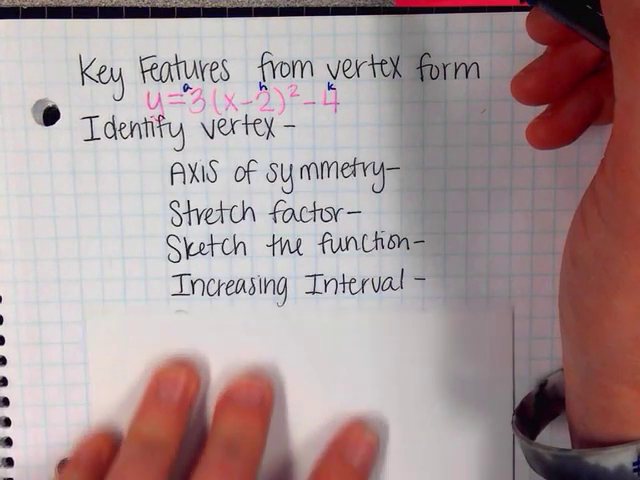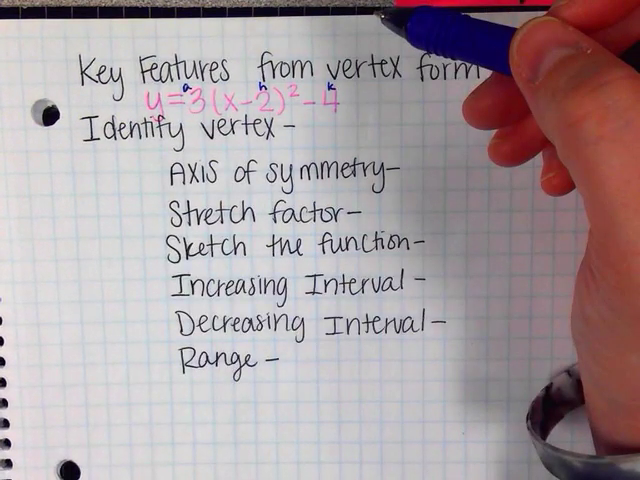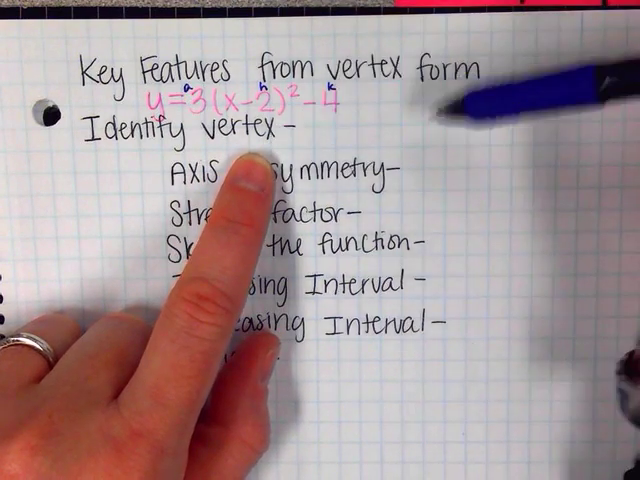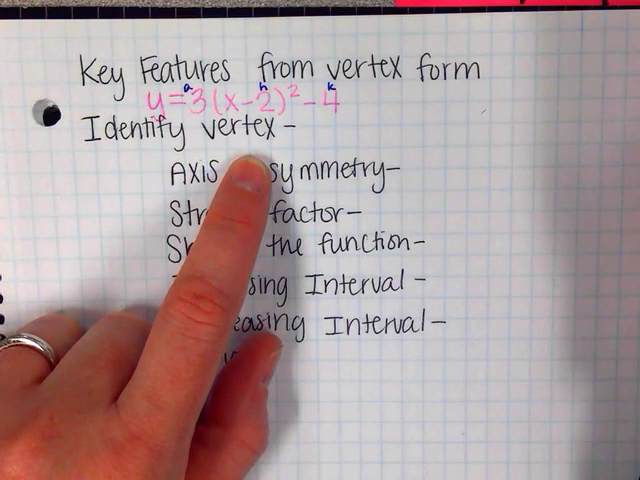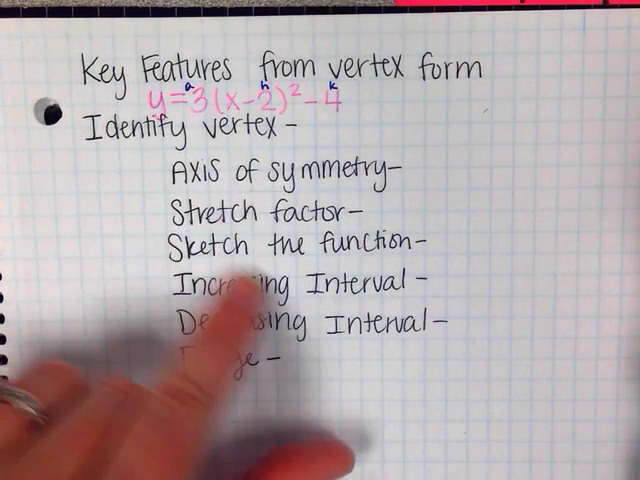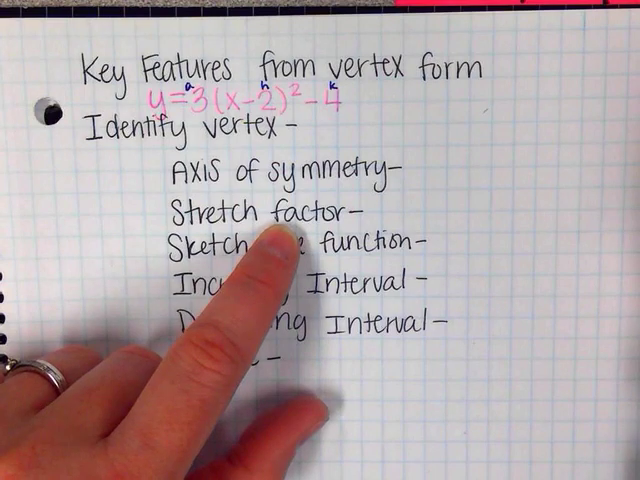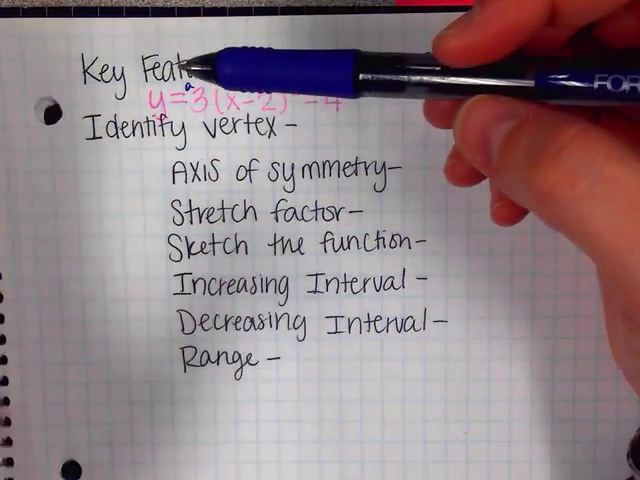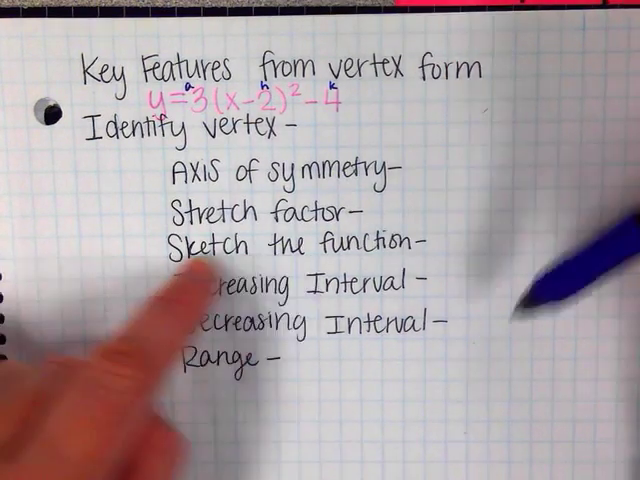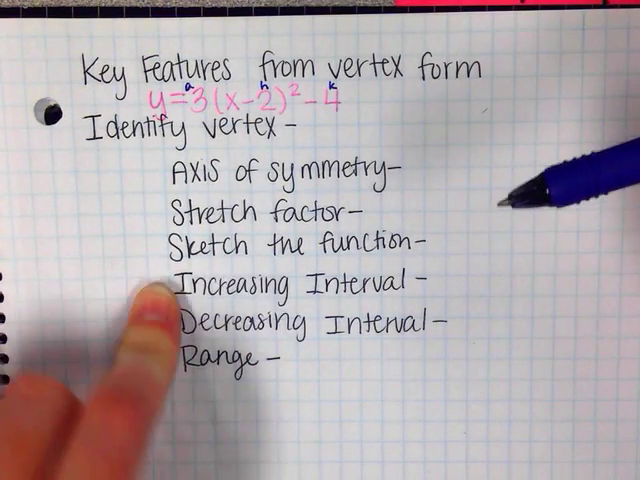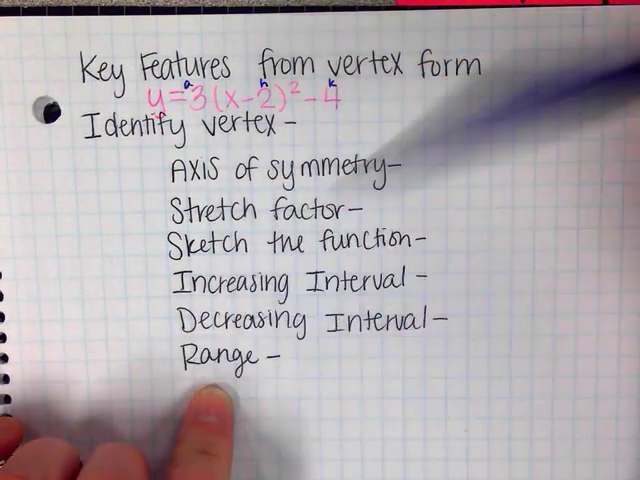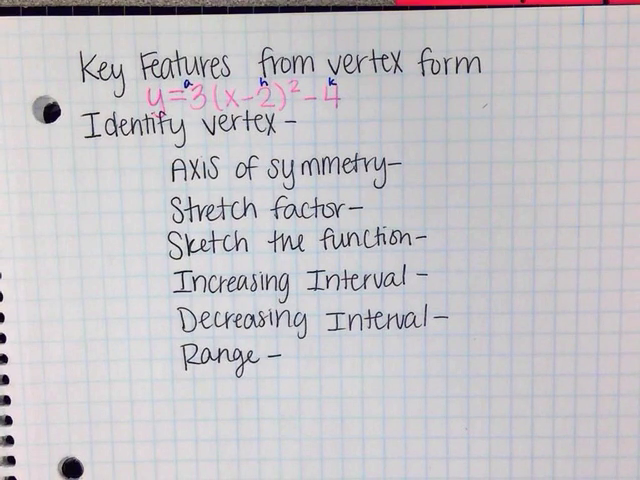So here are the things that we're going to have to identify. We're going to have to identify the vertex. Remember, that's either the highest point or the lowest point of the parabola. The axis of symmetry, that's kind of new, we'll talk about it. Stretch factor, that's how much it's stretching or compressing by. Sketch the function, so that's right down here. I'm going to actually do it first just because it's always easier for me to look at that first. Increasing interval, decreasing interval, and the range. So I'm going to sketch the graph first.